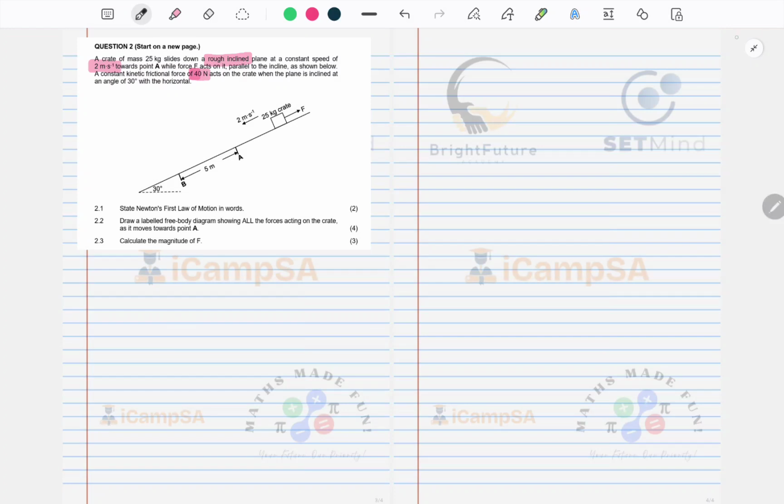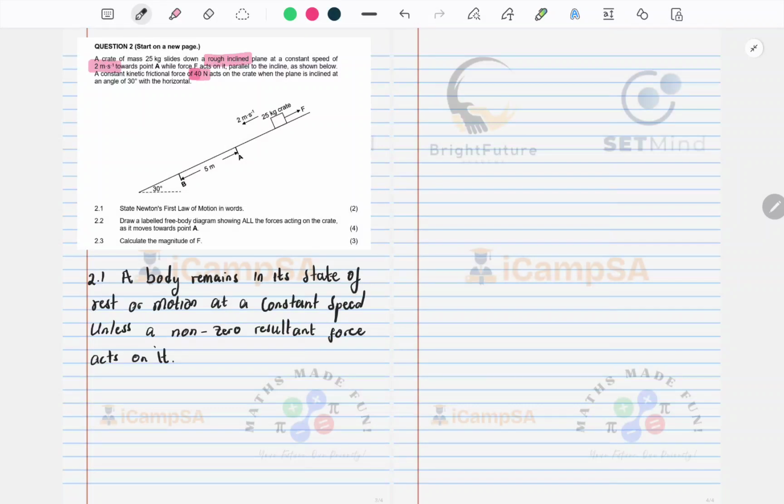Let's write it in words. So it says a body remains in its state of rest or motion at a constant speed. So if it's moving, it moves at a constant speed unless a non-zero resultant force acts on it, unless a force that is greater than zero. So we can't say the force is zero, as it wouldn't make any difference to a moving object. So it must be greater than zero. So that's what this is saying here, a non-zero force.